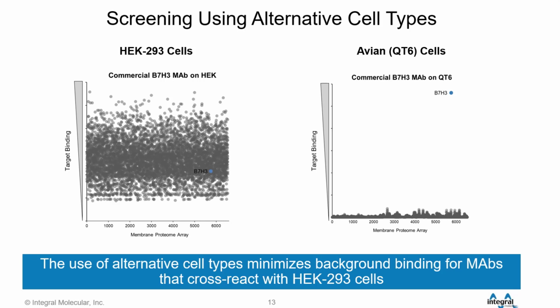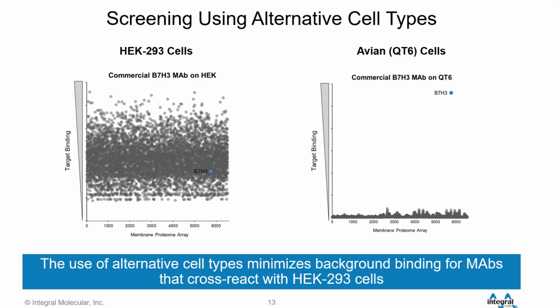For example, B7H3, a target that is quite popular for cancer therapies, is a protein that is highly expressed on HEK cells. So as you can see on the left-hand side here, if you were to screen a B7H3 antibody on the MPA expressed in HEK cells, you're going to get a lot of background binding, which makes it very difficult to distinguish the B7H3 interaction.